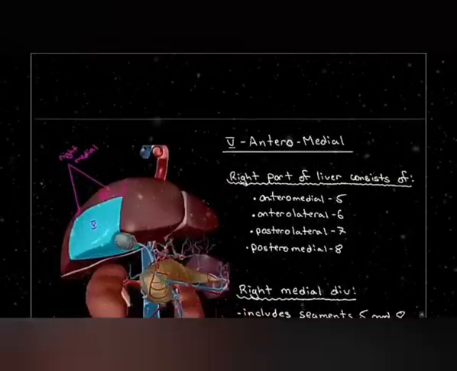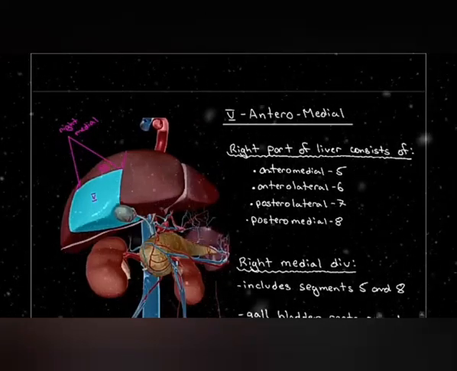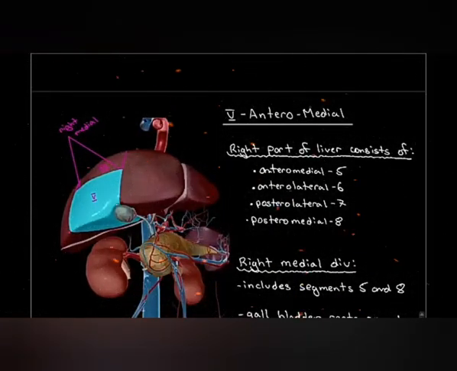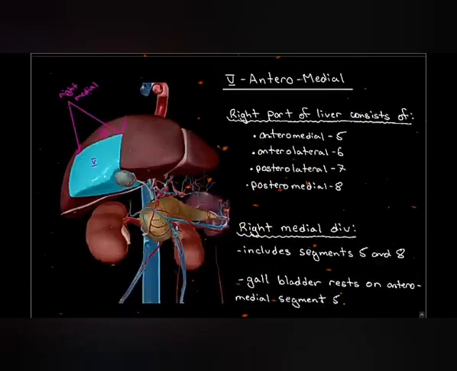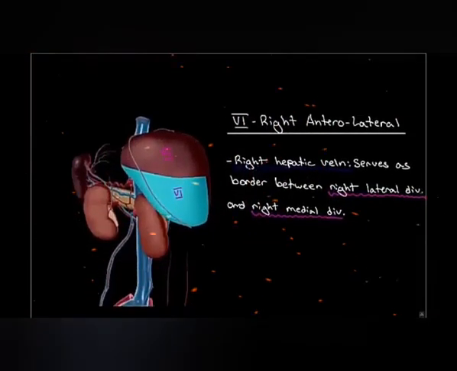Now moving on to segment number 5, we can see here it is part of the right medial division of the liver, which includes segment number 5 and segment number 8. And again, that middle hepatic vein separating the right and left hemiliver, with the right hemiliver consisting of segments number 5, 6, 7, and 8. And the right medial division, again, consisting of segment number 5 and segment number 8.